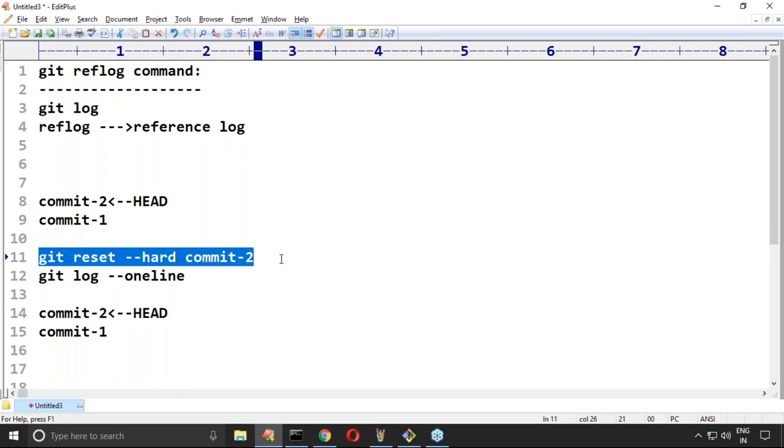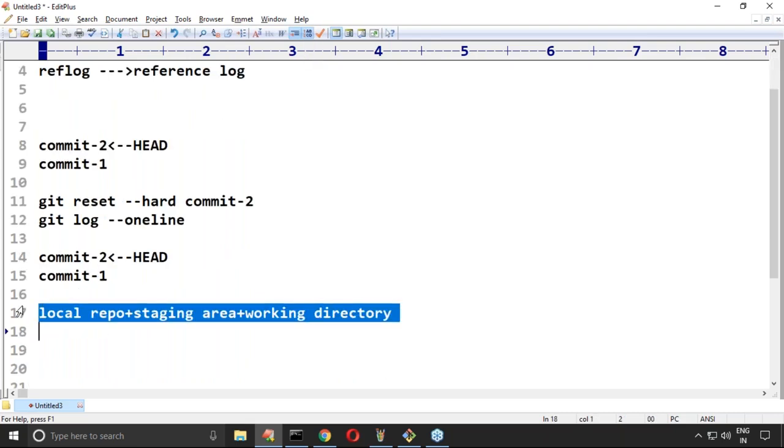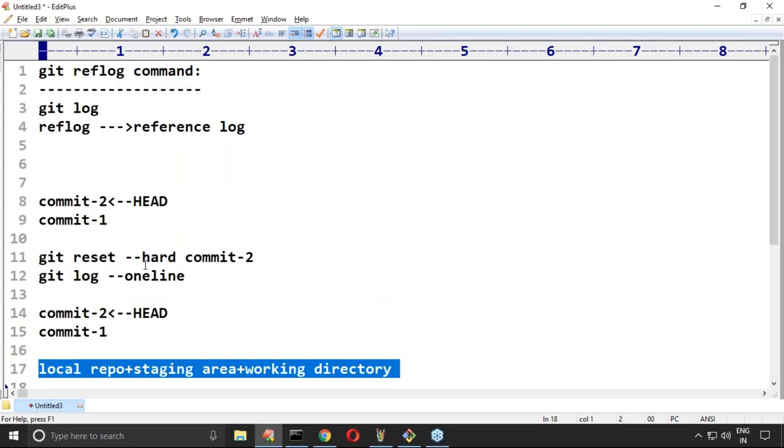In the last sessions I told you it is impossible to recover the state, because the --hard option is going to delete the changes everywhere. Remember that. It will be deleted from the local repo, from the staging area, and from the working directory. Everywhere it will be deleted. It is impossible, like I told. I hope you people remember, right?